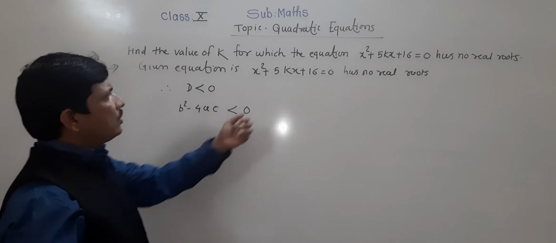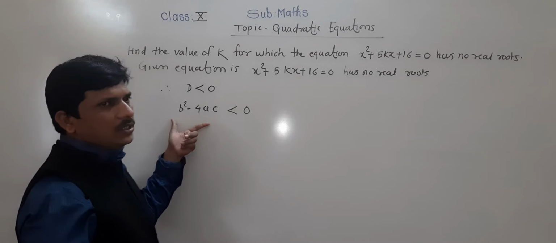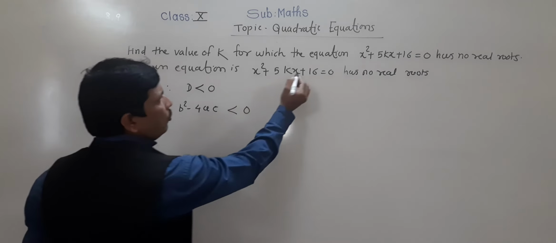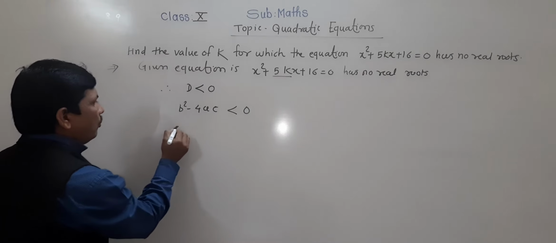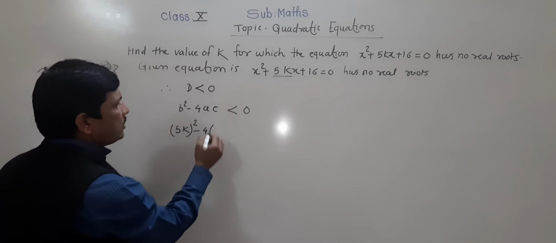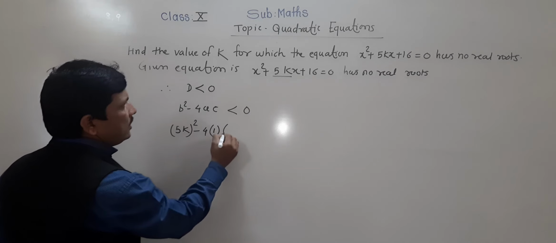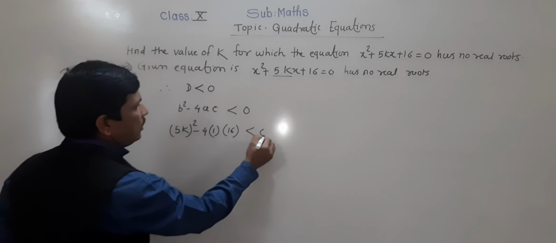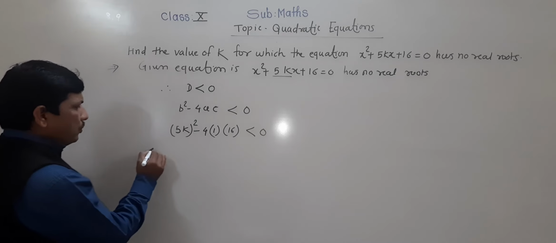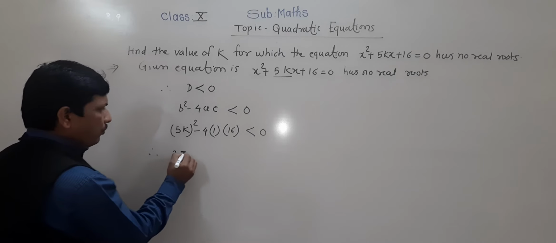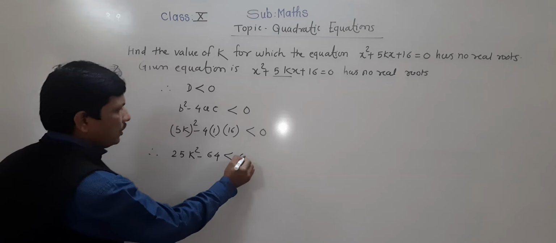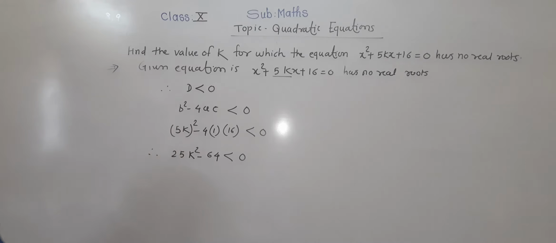So from this equation we will first find b square minus 4ac. What is b? b means the coefficient of x, that is (5k) bracket square minus 4 into a. What is a? a is 1 and c is 16, and this is smaller than 0. So (5k) square is 25 k square, minus 16 fours are 64, is smaller than 0.